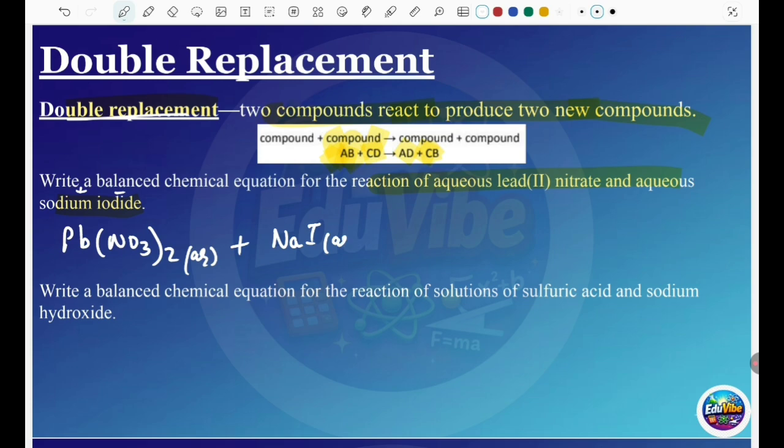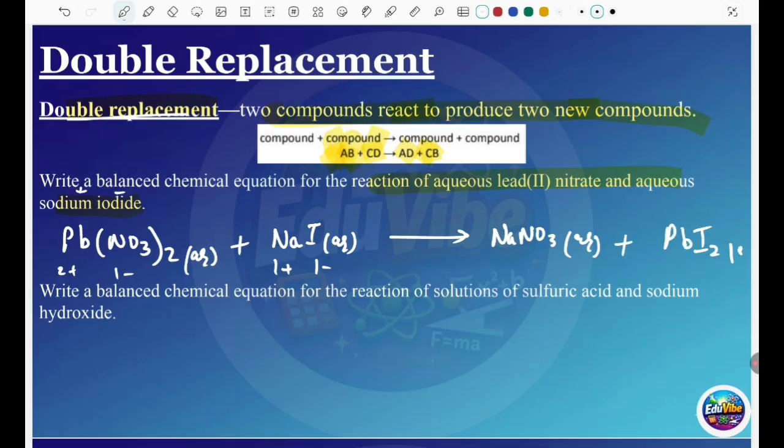Sodium iodide has a positive one and a negative one. So it's NaI aqueous, which will give, now Pb is 2 positive, this has a 1 negative, this has a 1 positive, this has a 1 negative. So NO3 goes with Na, which will make NaNO3 aqueous. You can check the solubility table. And Pb goes with I, which is PbI2, which is solid. Now you have to balance this. So this is 2 and this is 2. This is balanced. This is pretty long because we have 4 compounds in this.